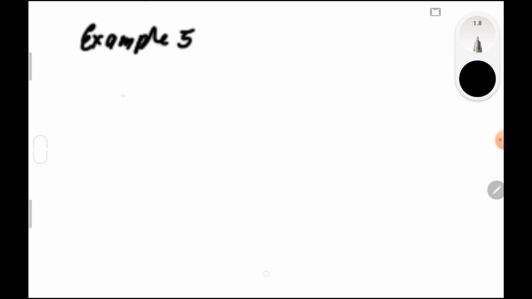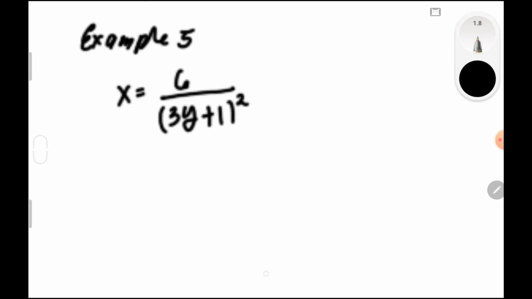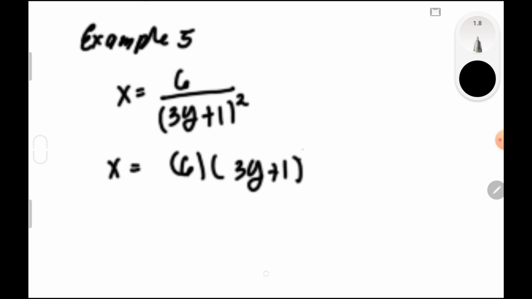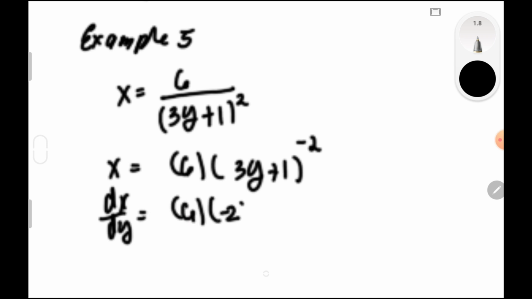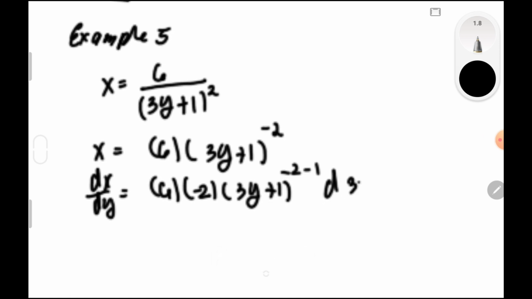Example 5. Let's have x is equal to 6 divided by 3y plus 1 squared. Okay. So from this we'll have x is equal to 6 multiplied by 3y plus 1 raised to negative 2. So dx over dy we will have 6 multiplied by negative 2 multiplied by 3y plus 1 raised to negative 2 minus 1 multiplied by the derivative of our 3y plus 1 with respect to dy.